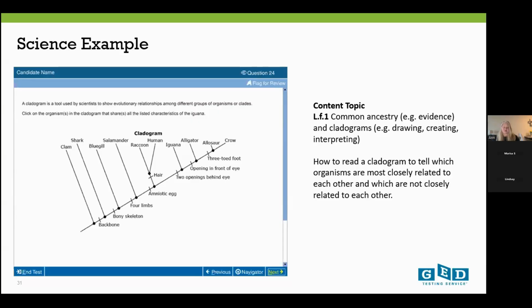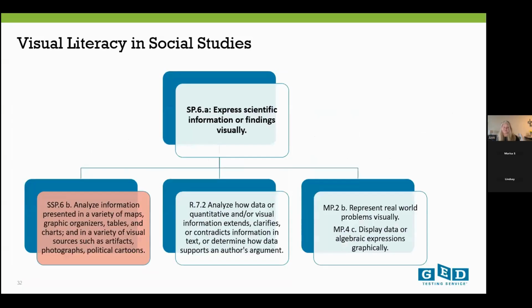So this is content topic LF1, common ancestry and cladograms. It's important when you look at this cladogram to teach your students visually what that is and how to read the cladogram. It tells which organisms are most closely related to each other and which are not closely related to each other.